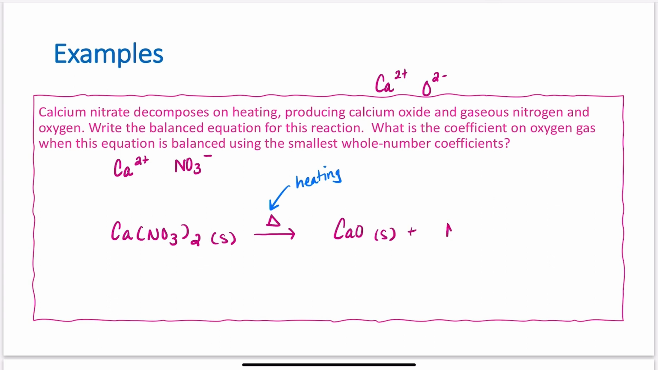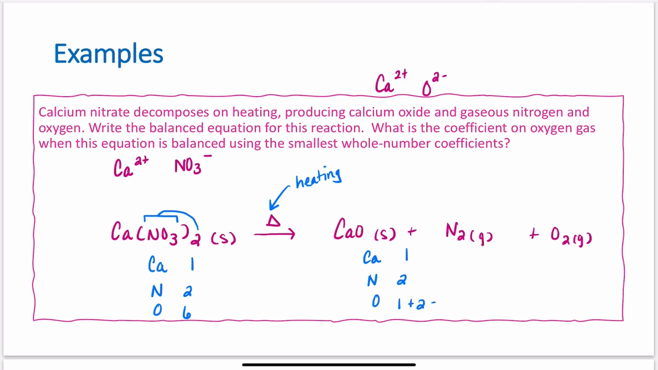And then gaseous nitrogen. Remember, nitrogen is one of your diatomics, so N2, and oxygen, O2. Now, you've got calcium, nitrogen, oxygen, calcium, nitrogen, and oxygen. I've got 1 calcium. Remember that this 2 applies to the entire thing here. So overall, 2 nitrogens and 6 oxygens to start. And on the product side, I have 1 calcium. I have 1 oxygen in my calcium oxide, 2 nitrogens, and then 2 more oxygens for overall 3.